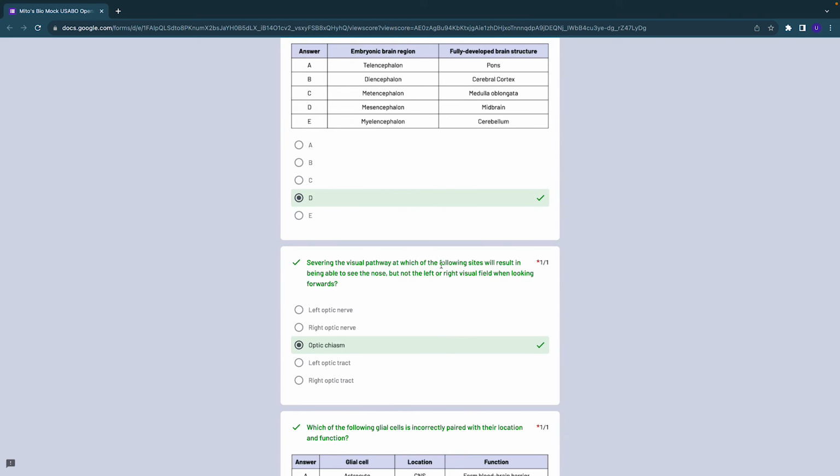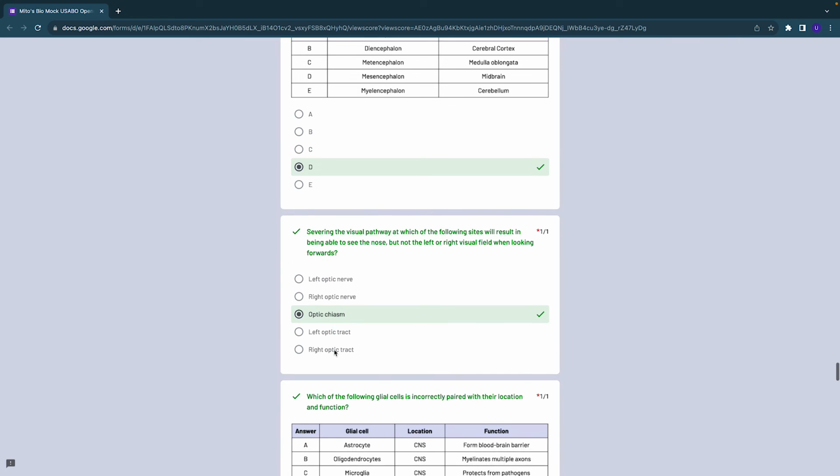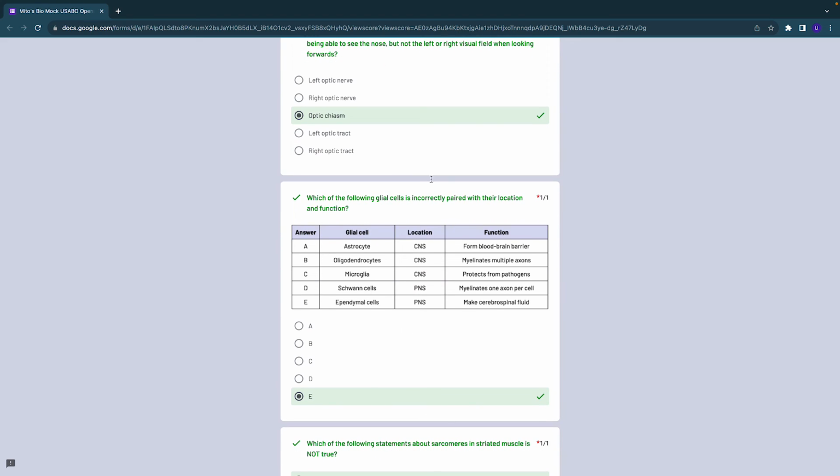And then for this one, you can search up a picture of this. Depending on where you cut or sever these pathways, you're going to have different effects on the vision. So if we sever at the optic chiasm, we're going to lose sight from the leftmost and the rightmost, and the person will still be able to see the inner region of their visual field. And then this one's just knowing your glial cells, and the issue with E here is that it's not located in the PNS, it's located in the CNS.